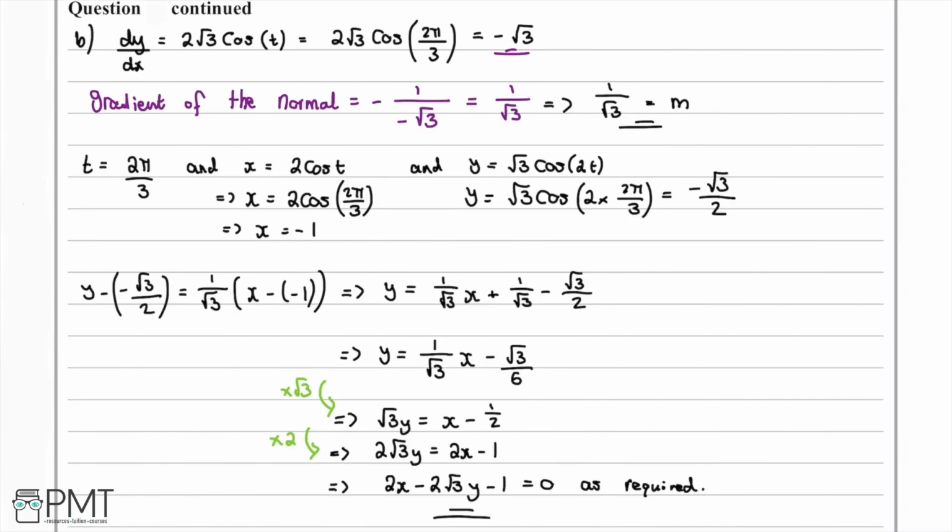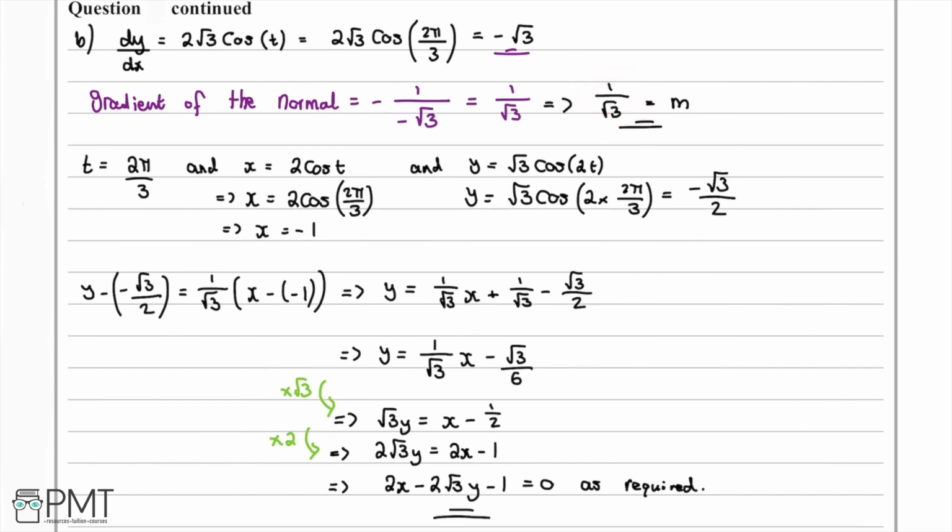So for part B of this question, we receive our first mark for substituting t is equal to 2 pi over 3 into our equation of the gradient from part 1 to get negative root 3. We then receive our second mark for working out the gradient of the normal and knowing that it is going to be negative 1 over the gradient from the previous part here. So that's our second mark for getting 1 over root 3.